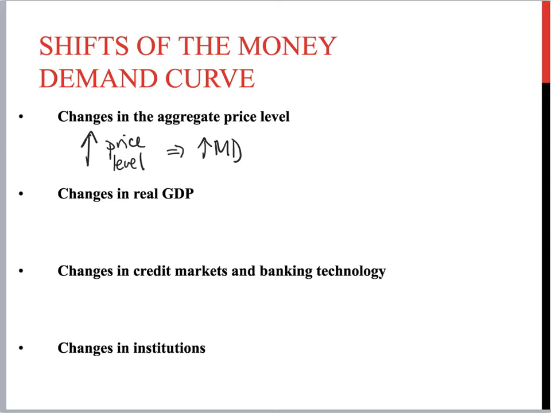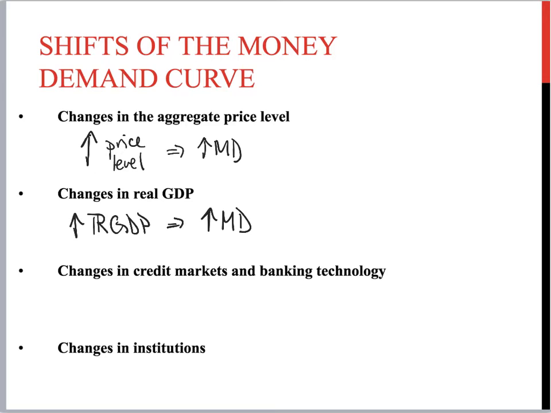The first one is a change in the aggregate price level. If the price level increases, then money demand is going to increase because we need more cash to buy the goods and services that we want to purchase. Another factor that shifts the money demand curve is changes in output, or real GDP. When output increases, so when real GDP increases, the money demand is going to increase because there are now more goods and services to purchase, so we're going to need more money.